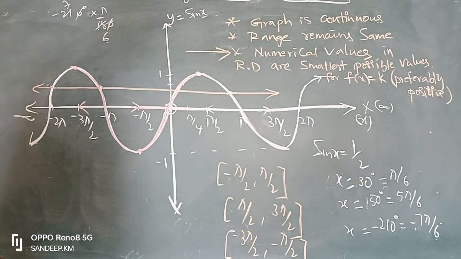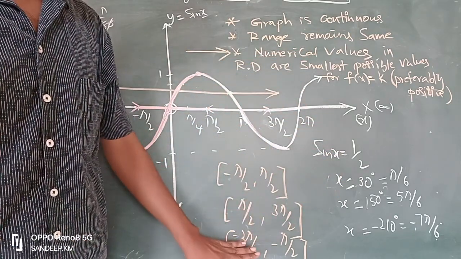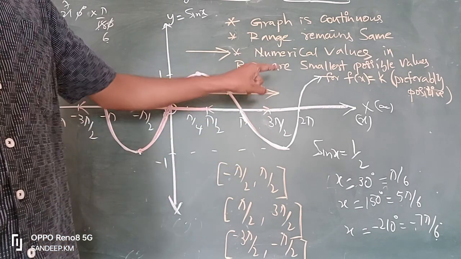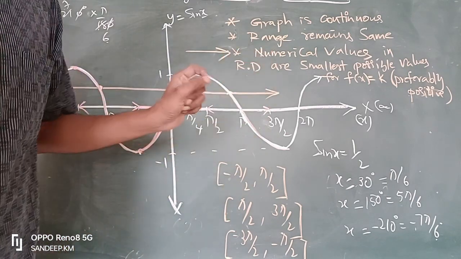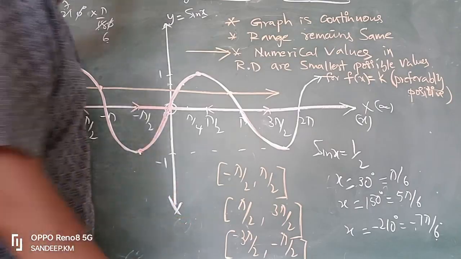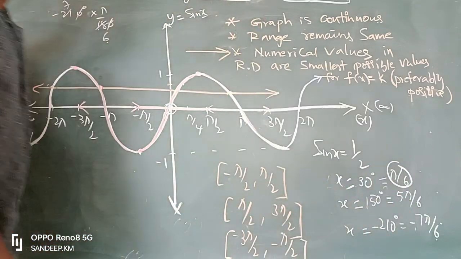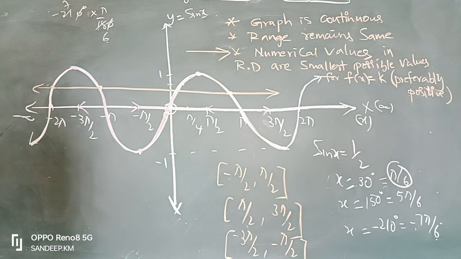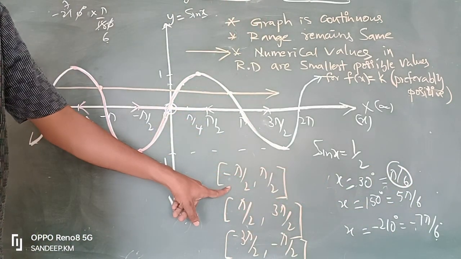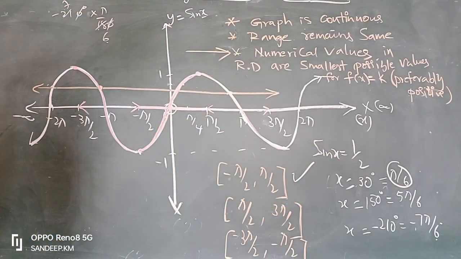Now, dear students, see here, which restricted domain am I going to choose? The one which gives me the numerically smallest value and preferably positive. So, it's very clear that pi by 6 is numerically smallest out of this, and it comes from minus pi by 2 to plus pi by 2. Therefore, the restricted domain is going to be minus pi by 2 to plus pi by 2.